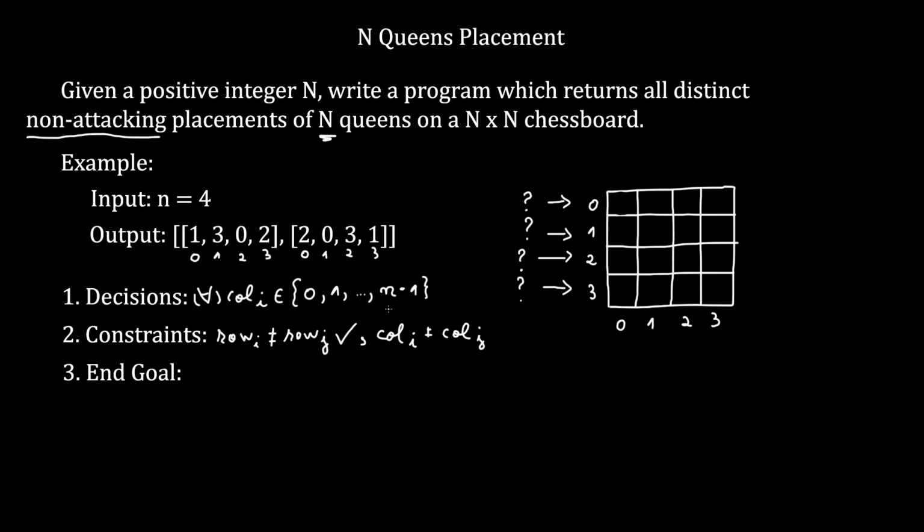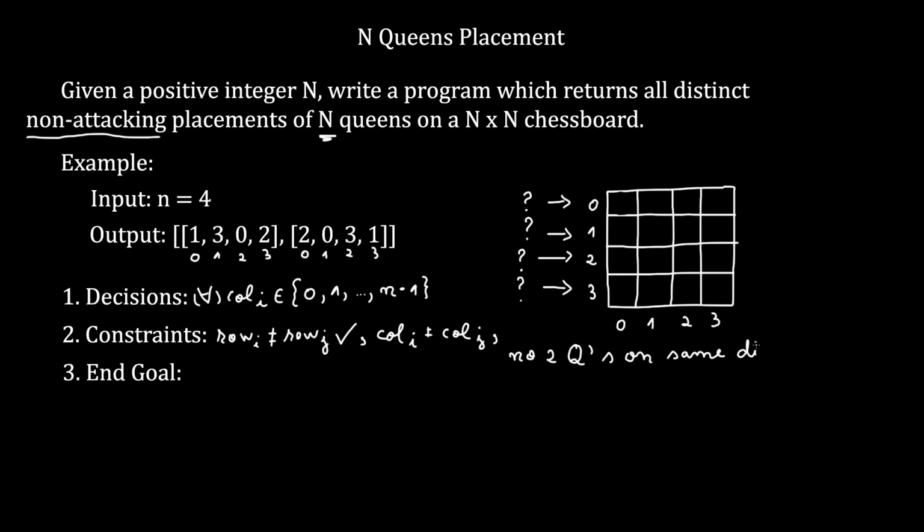And also, there is one more constraint. And that one is, of course, the diagonals. I've shown you the example 0, 1, 2, 3, which satisfies the first two conditions, but not the condition of the diagonals. So I'm going to write, let's say, no two queens on the same diagonal.